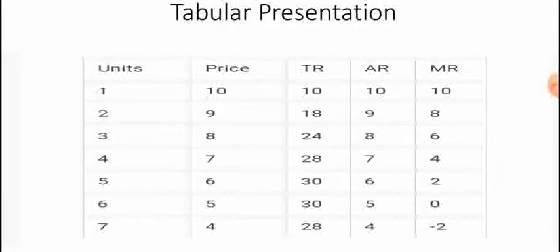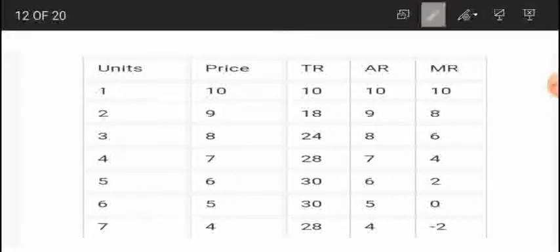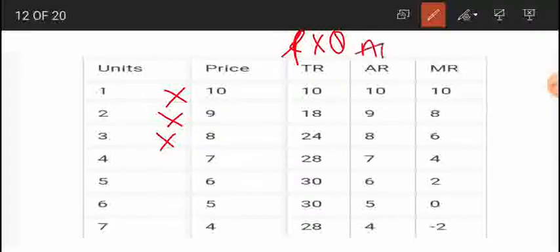Now, how can we find out TR? As we have already studied, TR means P into Q. So, P into Q means 10 into 1, 10, 2 into 9, 18, 3 into 8, 24, and so on. AR is equal to P, AR is equal to P. So as it is, हमारी ये टेबल यहाँ आ गई. MR के लिए हमने पढ़ा TRn minus TRn minus 1.